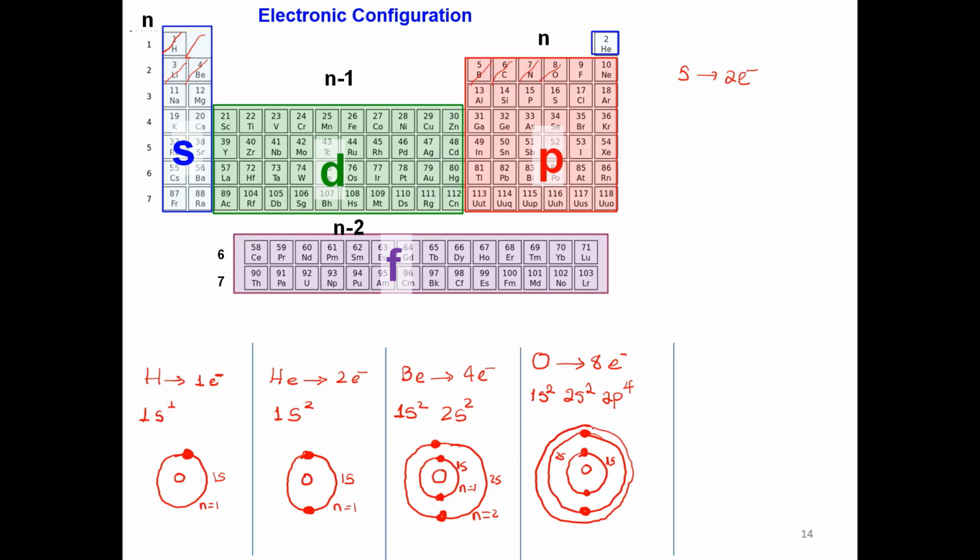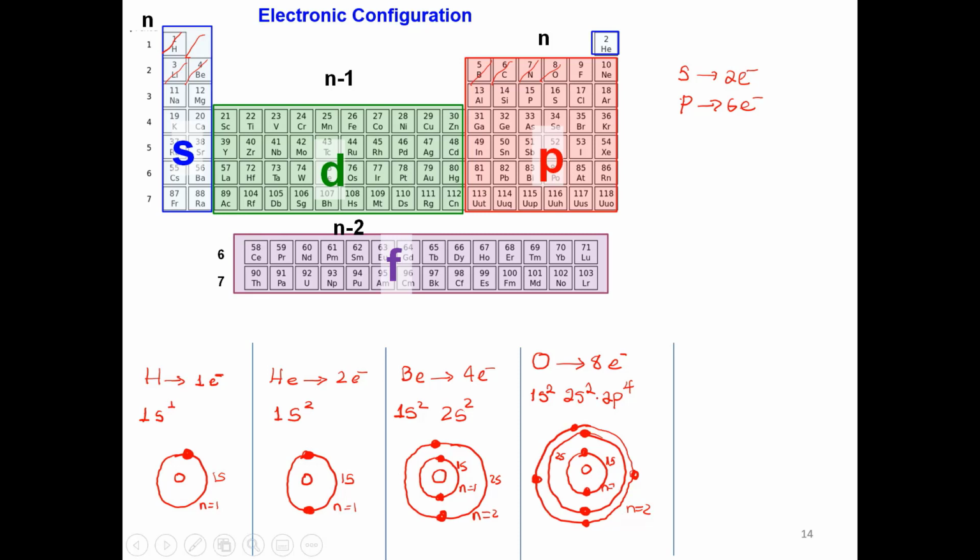And in this case we had 4. Remember, p holds up to 6 electrons. And here we had 4. And 1, 2, 3, 4. We have 2 for n equal 1, and we had 6 for n equal 2. Remember, these two subshells S and P belong to the second orbital.